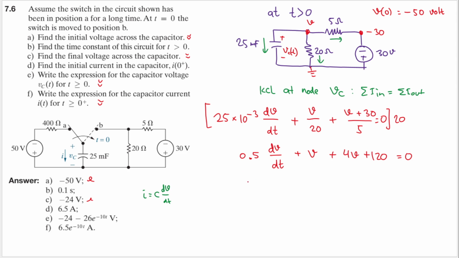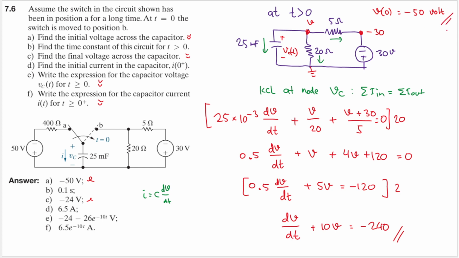Okay, now we can simplify this. 0.5 dV/dt plus 5V is equal to minus 120. And I can multiply both sides by 2 to get rid of the 0.5. So we will have dV/dt plus 10V is equal to minus 240. Okay, and this one together with this one is a first order differential equation that we can solve. Okay, and let's do exactly that. Let's clean up the board.